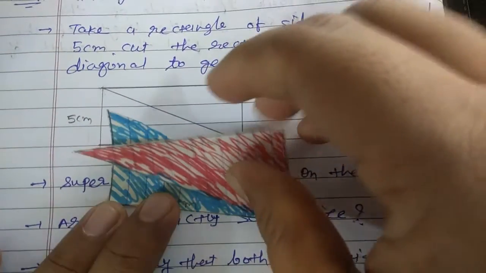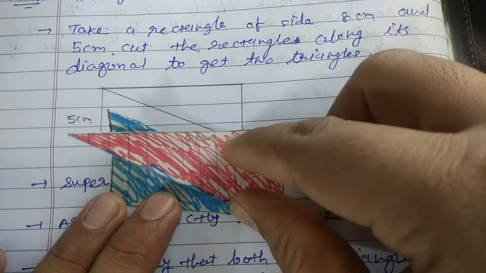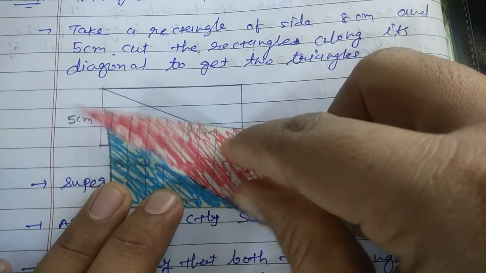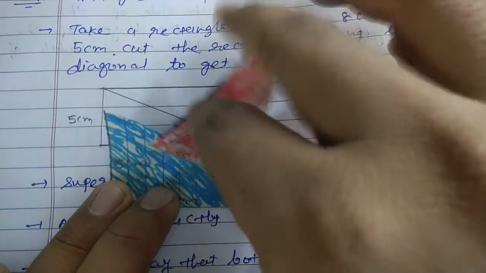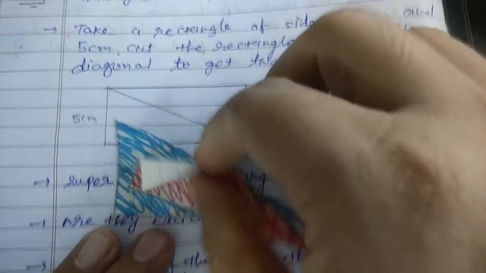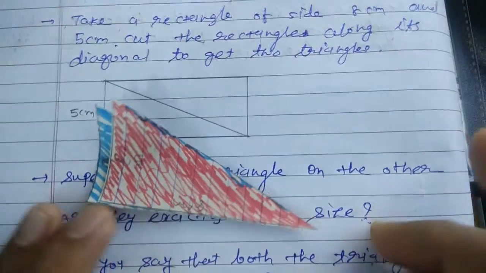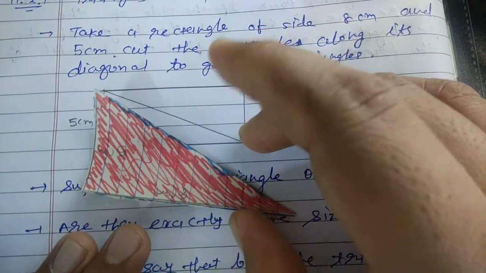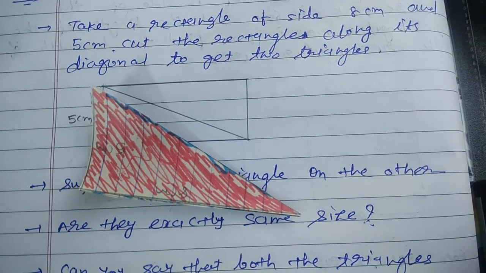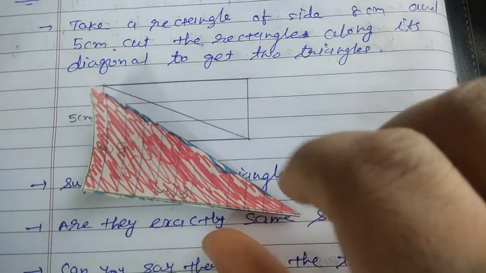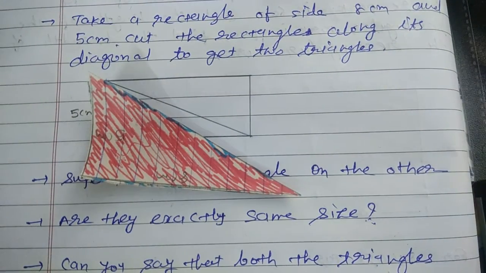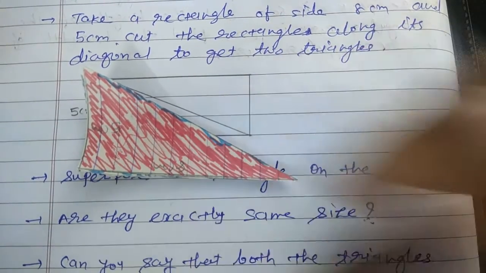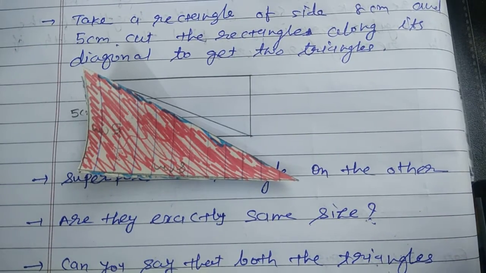Now here, if it is not superposing, we have to rotate one shape. So here I have rotated one shape. Now you can see here these two triangles are exactly the same. We can see by superposing it.